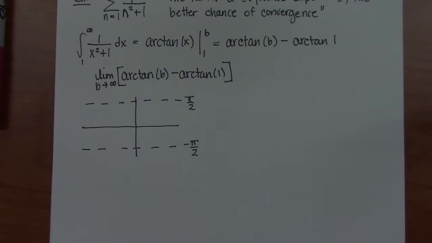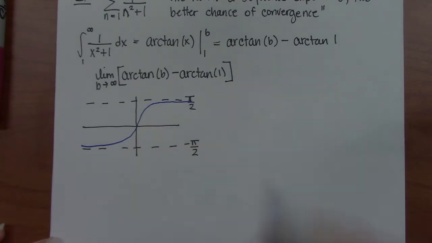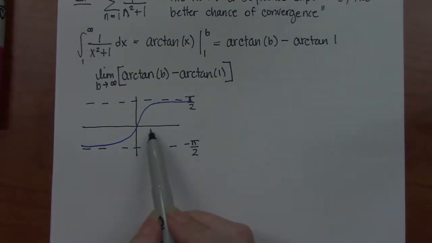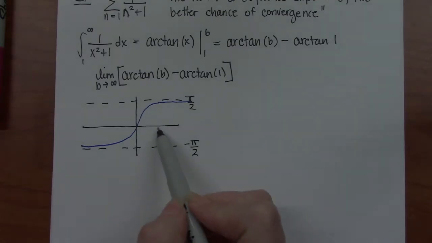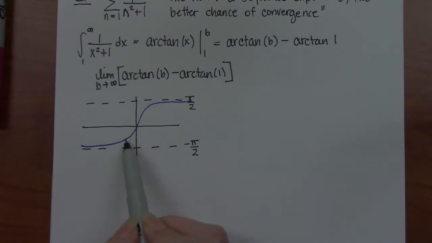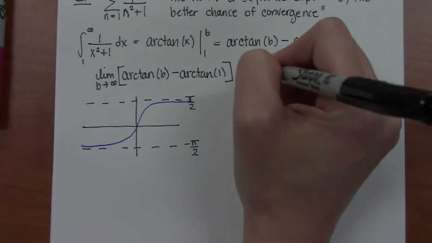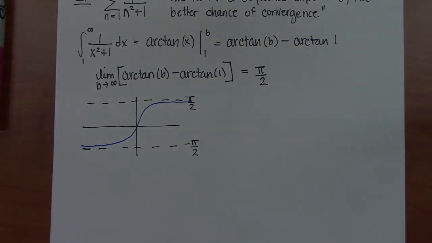So remember, when we do the inverse of a lot of trig functions, we restrict their domain so that they're invertible. So when you graph arctan, it looks like this. As the values inside the function get bigger and bigger, the limit to infinity is pi over 2. If you evaluated the limit to negative infinity of the same function, you would get negative pi over 2. So the first piece of this is just pi over 2.